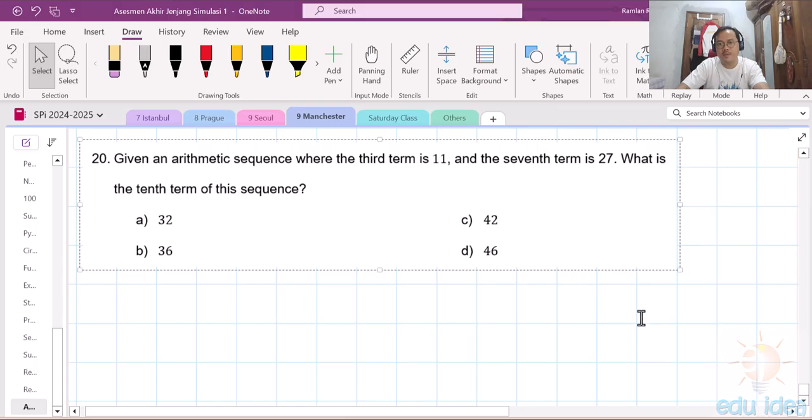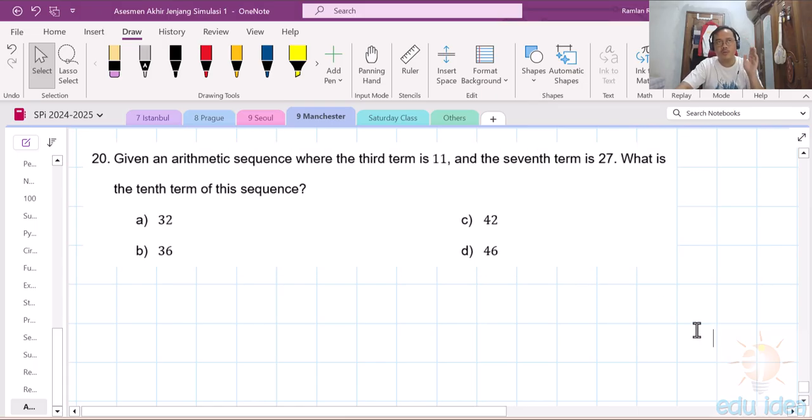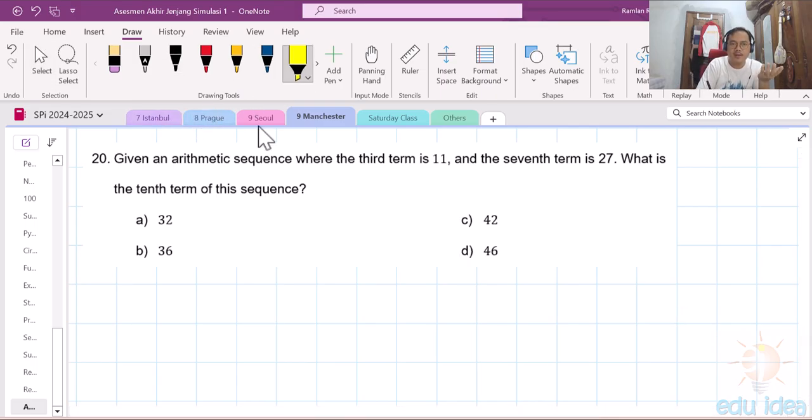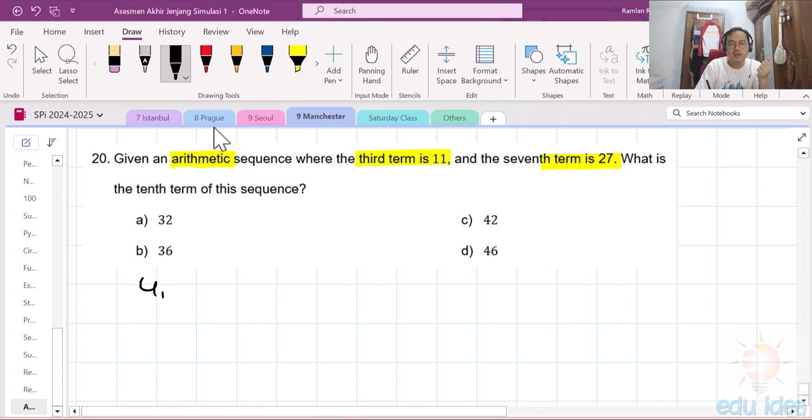Most of the time, if we see a sequence, the first thing you do is determine whether it's arithmetic or geometric, if the question doesn't say anything about it. In this question, it is stated that this is an arithmetic sequence. What we have here is the third term and the seventh term. The next thing you need to do after determining whether it is arithmetic or geometric is to find the first term and the common difference if it's arithmetic. If it's geometric, it's the first term and the common ratio. Because this is arithmetic, we're going to find these two.